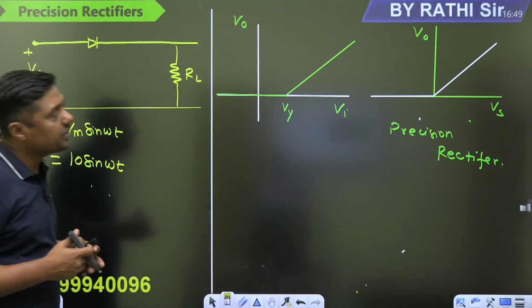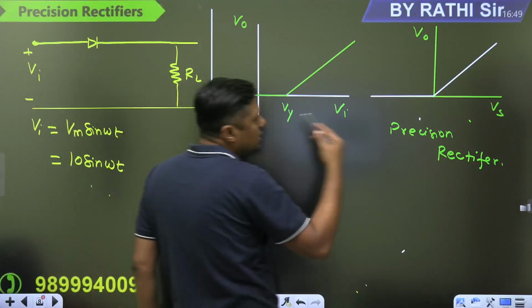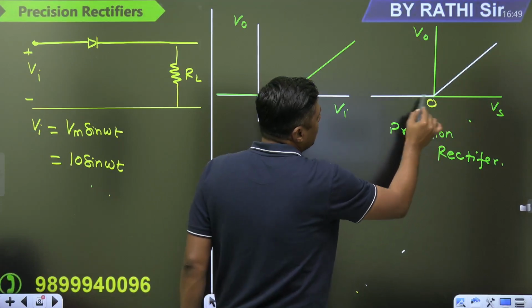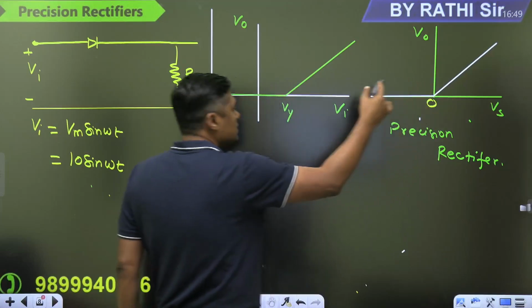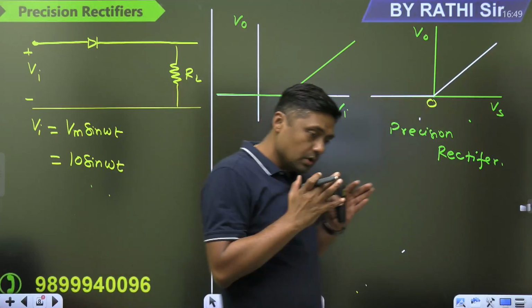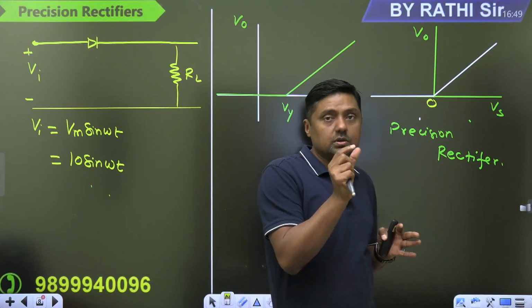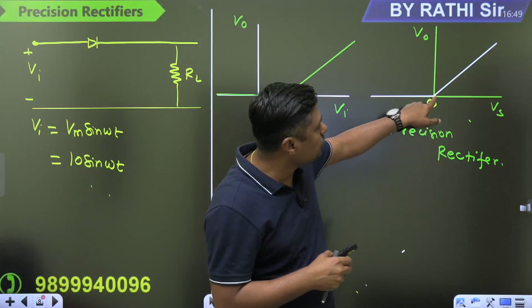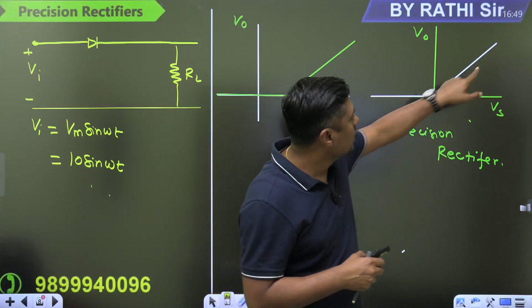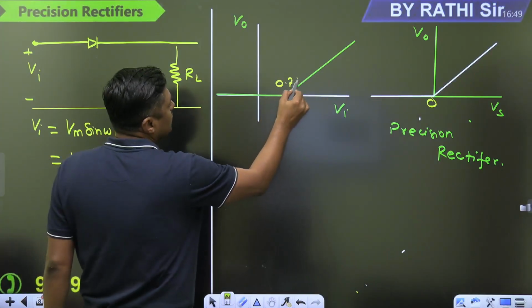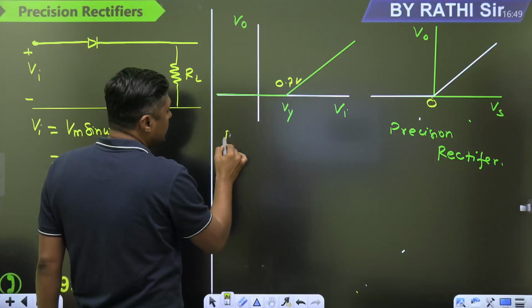By using the precision rectifier, where the curve V0 versus Vi will start from 0 like this, so that we can get the output in millivolts. Yes, it starts there. We are getting the output in the range of what? Millivolts. In this case, it is not possible. The output will start after what? 0.7 volt. So this is the practical circuit.